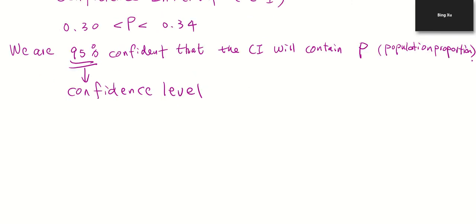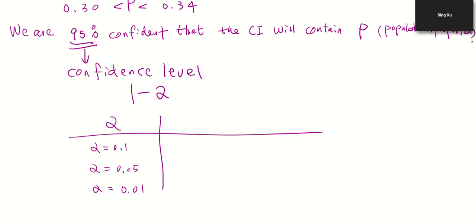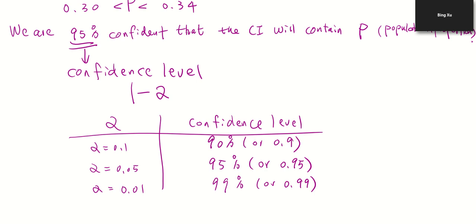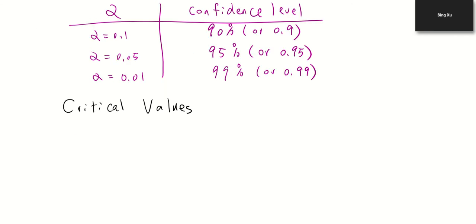To find a confidence level, usually we're given a value alpha, and the confidence level is 1 minus alpha. The common alpha values are 0.1, 0.05, and 0.01. The corresponding confidence levels are 90% or 0.9, 95% or 0.95, and 99% or 0.99. Next, we'll talk about critical values.